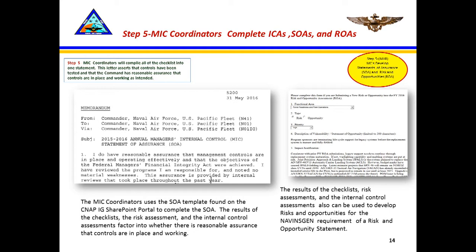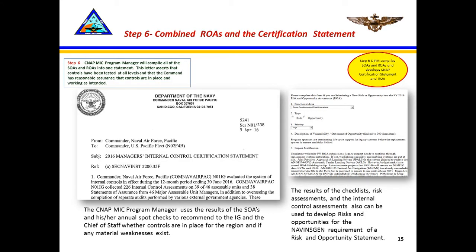Once they submit these two items to me, the risk and opportunity assessment and the statement of assurance, I compile all those together and look at all the elements of all the statements of assurance I've got, and then I create a certification statement for signature by the Chief of Staff. This certification statement details how many control assessments we've done, how many assessable units, how many statements of assurance, and how many material weaknesses that we've had during that time.